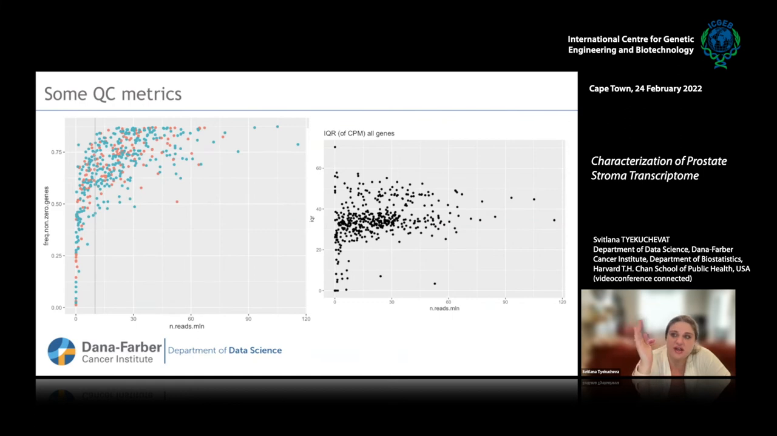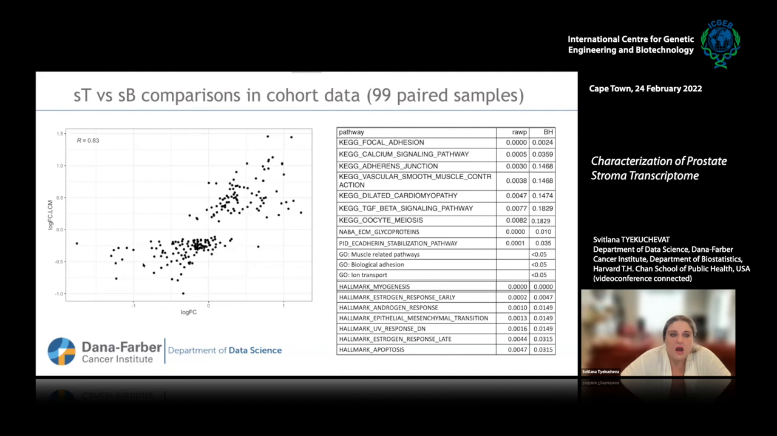So we essentially do the filtering based on the interquartile range, and it automatically gets rid of the samples with a small number of reads and with high frequency of non-zero genes. One of the comparisons that we've done is stroma tumor and stroma benign, as we looked at in the LCM data. For this analysis, we have 99 paired samples.